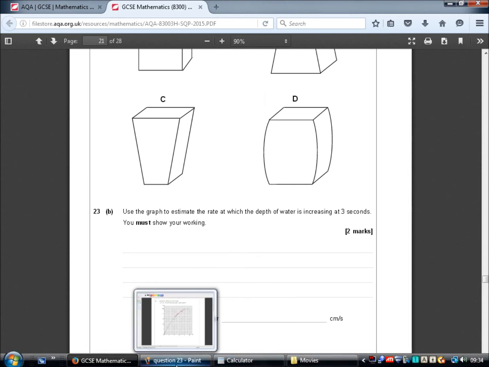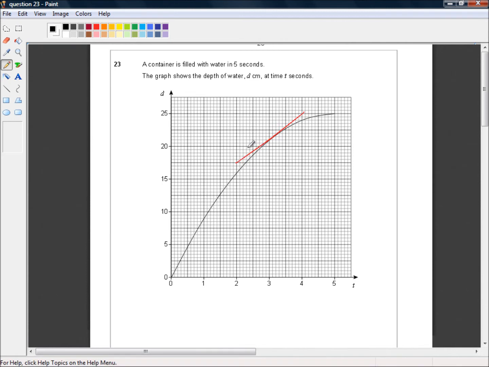Now I've taken the trouble here to draw a tangent line at t equals 3 seconds, because this is how you work out the gradient of the graph at 3 seconds. We want to know the rate at which the water is filling up at 3 seconds, and the rate is the gradient of the graph at that point. Now we don't want the average rate over a period of time, we want the actual rate at 3 seconds. So that's why we've made a tangent line, and a tangent line just kisses the curve at one point only.